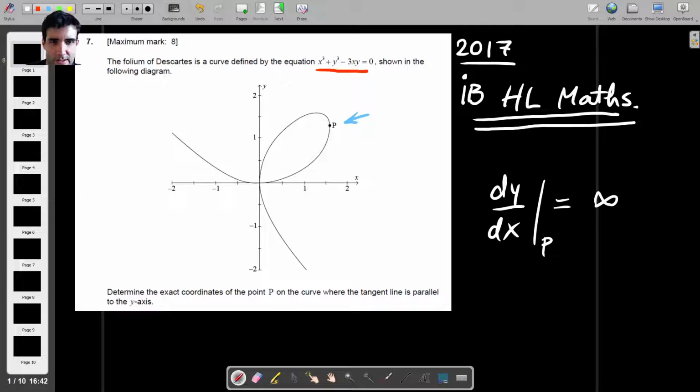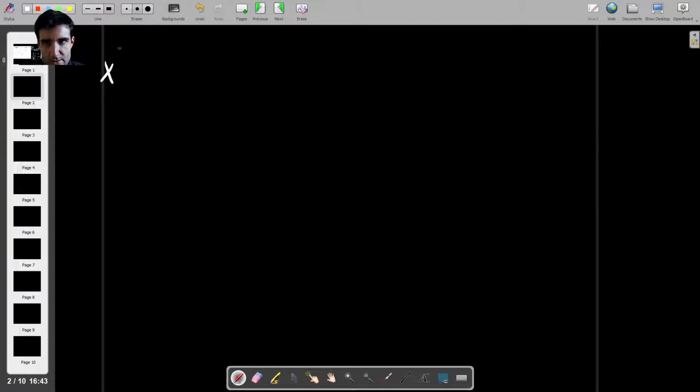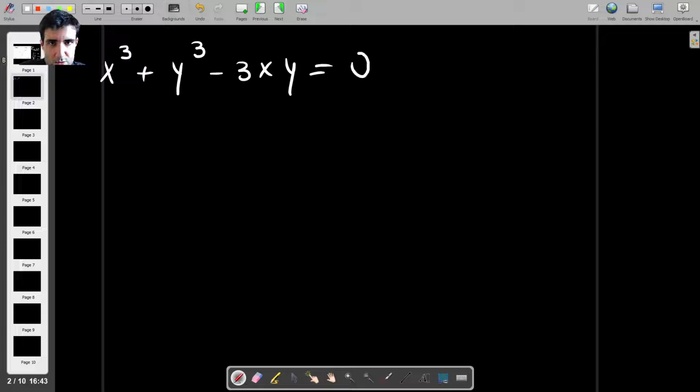But just to avoid infinity, we're going to try to solve this problem from a different angle. Namely, we're going to look at dx by dy. If we look at dx by dy, then the derivative of x with respect to y at point P is going to be 0, and we're going to use this to find the coordinates of point P. So let's do some implicit differentiation of the equation that is given to us, which is x cubed plus y cubed minus 3xy equals 0.